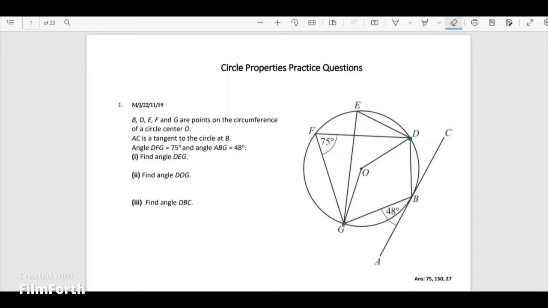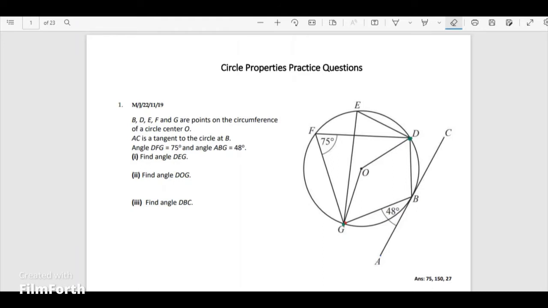Hello everyone, today we'll be doing past paper practice questions of circle properties for all levels. So let's begin. Question number 1 is taken from the May-June 2022 paper.